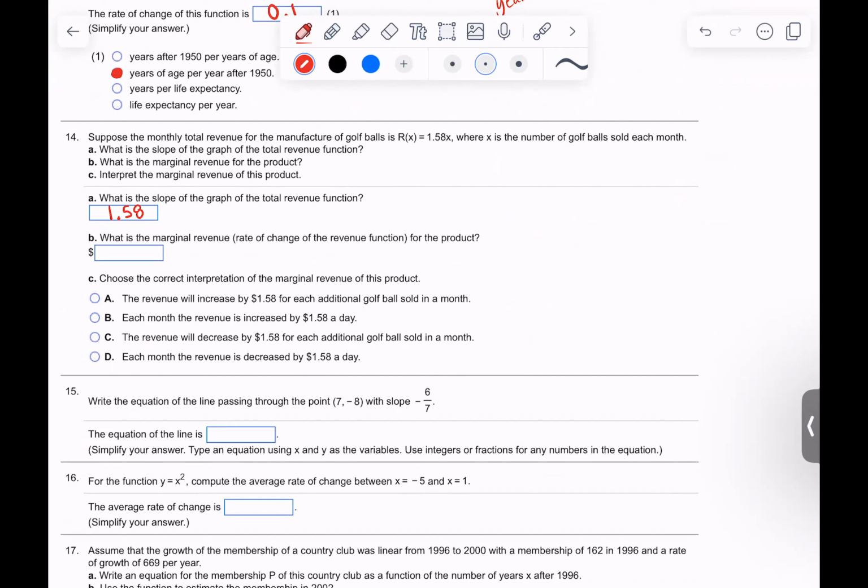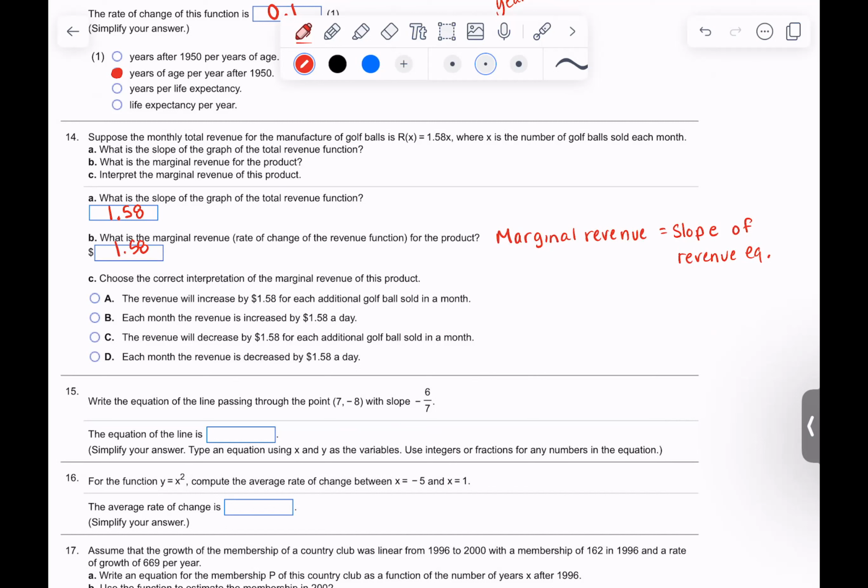Part B, what is the marginal revenue? Marginal revenue is equal to slope. It's the slope of the revenue equation. Okay, so it's 1.58 also. All right, so let's do some interpretation here. Choose the correct interpretation. So what does this represent?